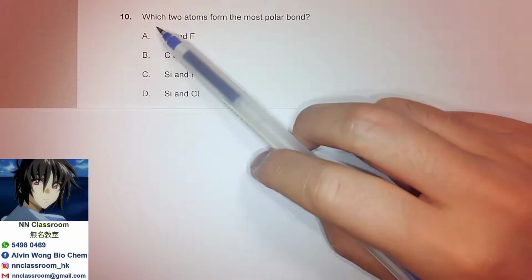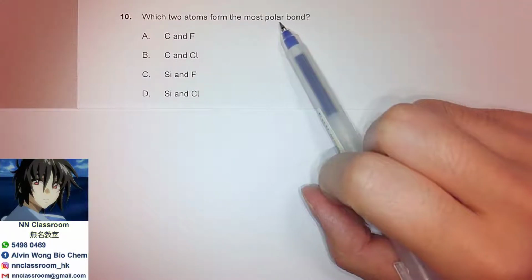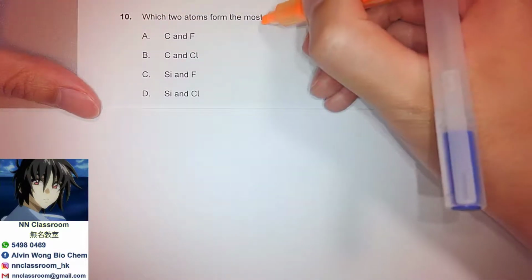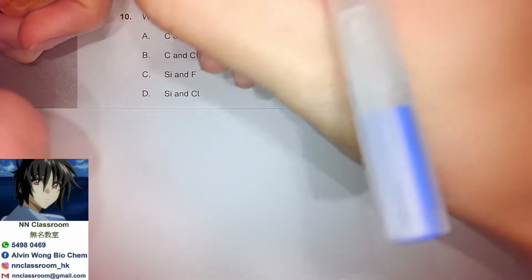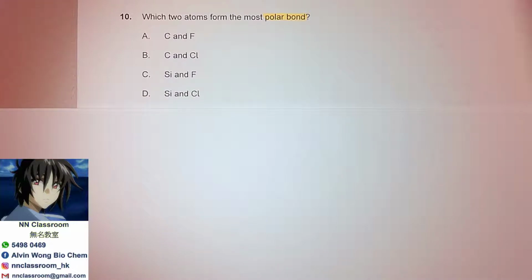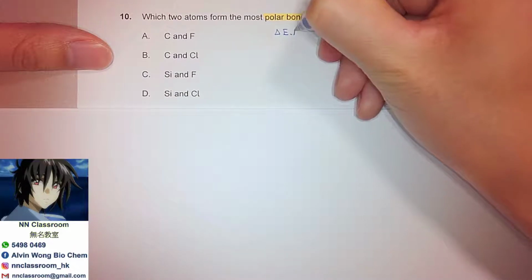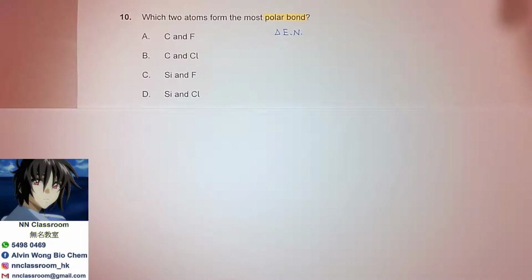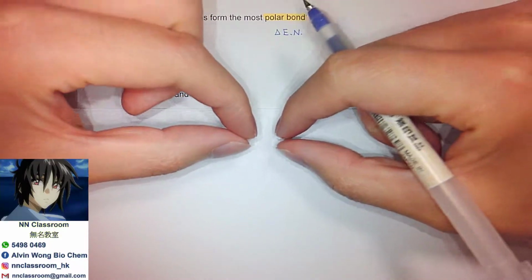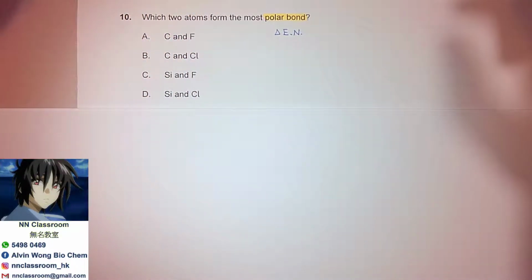Let's see, they're asking, which two atoms form the most polar bond? So here comes the concept called polarity. Students should realize that polarity exists within a covalent bond, and it comes from the difference of electronegativity between the two bonding elements when they form a covalent bond with each other, right? Or you can say an uneven sharing of electrons results, leading to the polarity.